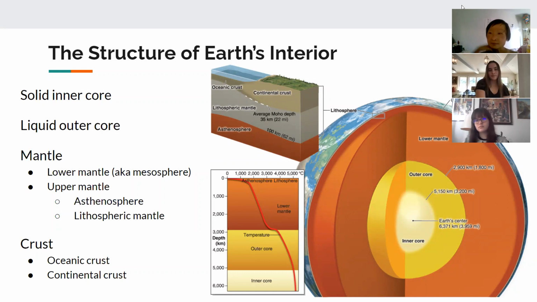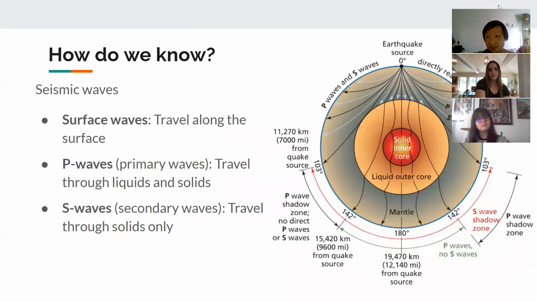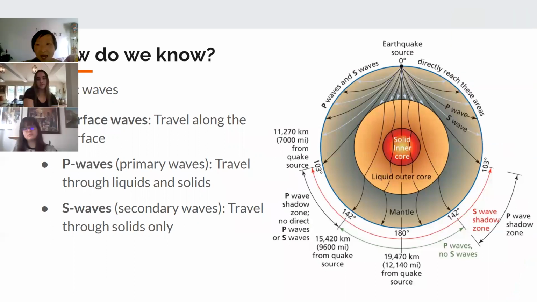A very common question I always get is, how do you know we have layers? We use earthquake waves, seismic waves. Let me go to the next slide first. Okay, we have earthquake waves. We have two types of waves, P wave and S wave, as you can see here.